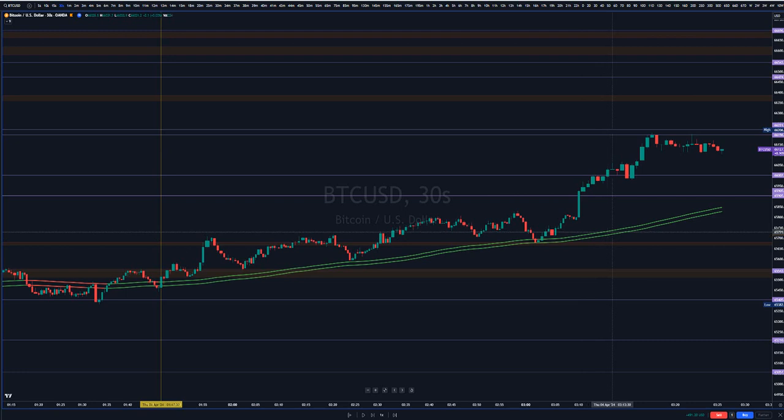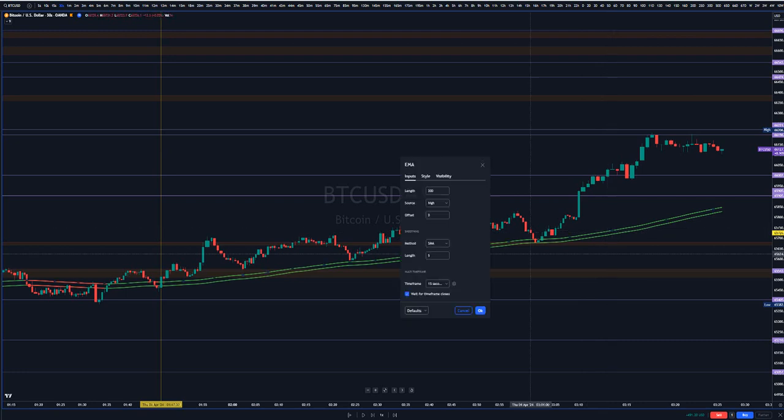Then the second pair is similar, the same. Length 300, we plot the first one to high, the second one to low. Lengths of both are 300, but the time frame is 15 seconds, right? Because we are trading on 30 second time frame. So we need an intermediate, a big trend, a fast trend, and an entry trend, right? Where to get profit and where to get out or to enter the market. So the second one is length 300. Plot one of the EMAs to high, the other one to low, and time frame is 15 seconds, okay?